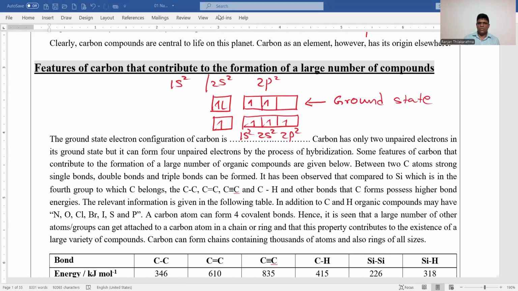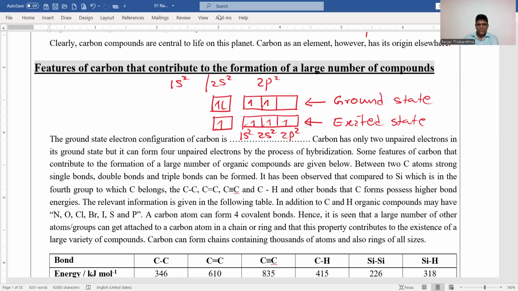This is called the ground state electron configuration. And this is called the excited state. That means we are giving the required amount of energy to jump that electron from the 2s level to the 2p empty level, or 2p orbital, which is empty already.